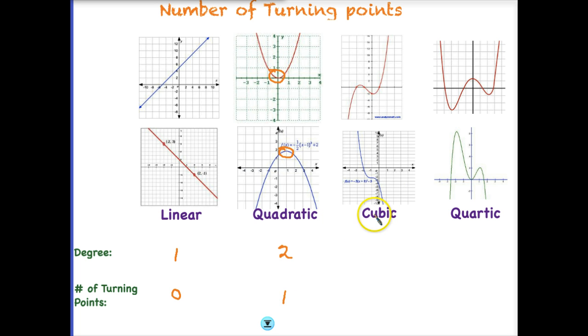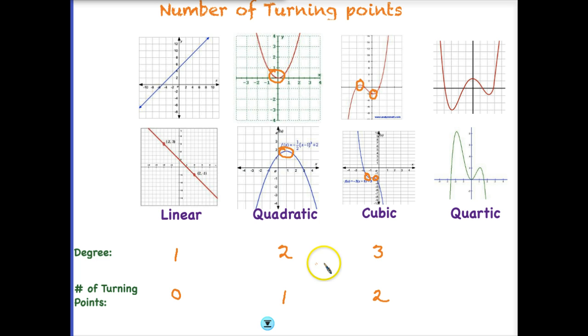So now let's look at a cubic. A cubic has a degree of 3. How many turning points do we have? Well, if we look at this top one, we have 1 here, right? It's going up, increasing, and it starts to decrease, and then it increases again. So we have another one here. Same with this one. The second one is a little bit harder to spot, but we have a turning point here, and then another one here. So again, we have 2 turning points on this cubic.